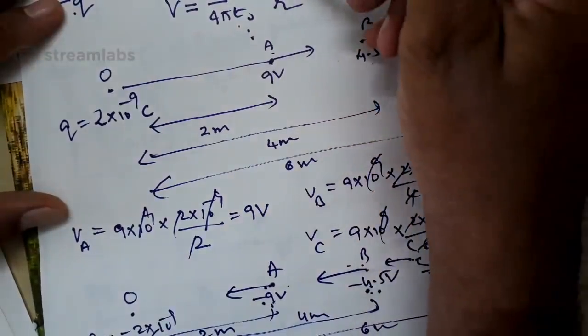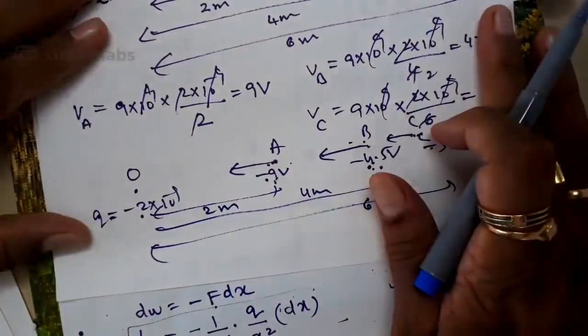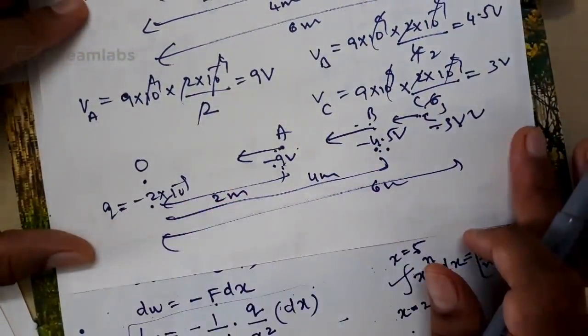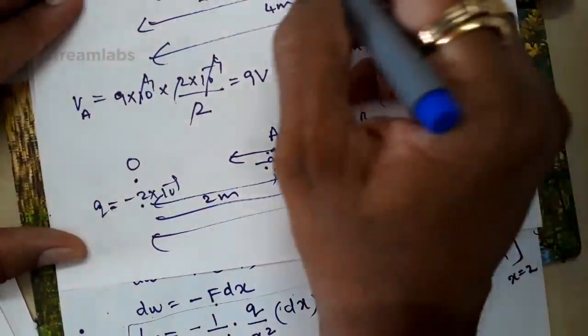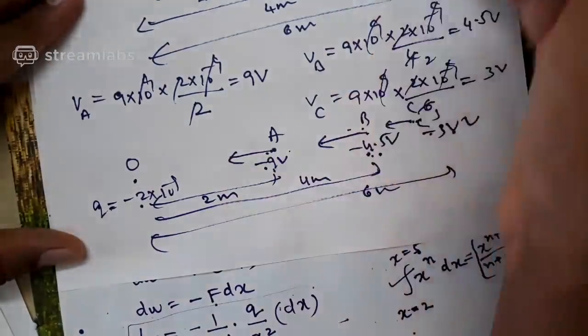Positive charge always contributes positive potential, negative charge always contributes negative potential. If you move away from the positive charge, potential decreases. If you move away from the negative charge, potential increases. This can also be understood this way: if you move along the electric field, potential decreases. If you move against the electric field, potential increases. That can be understood by these two examples.